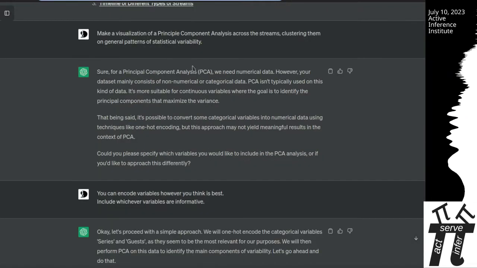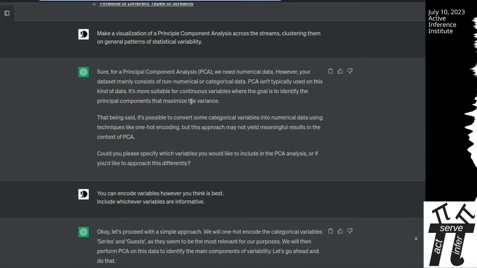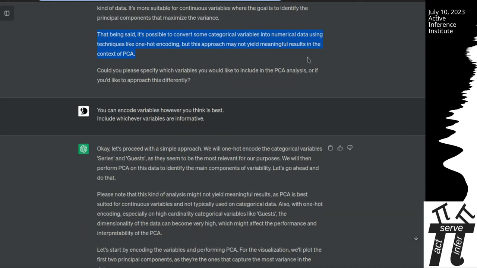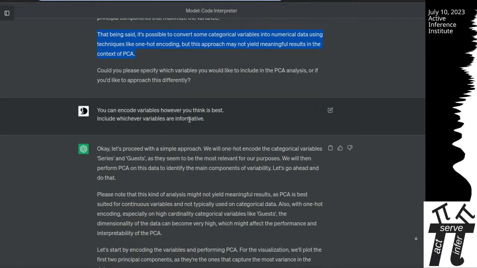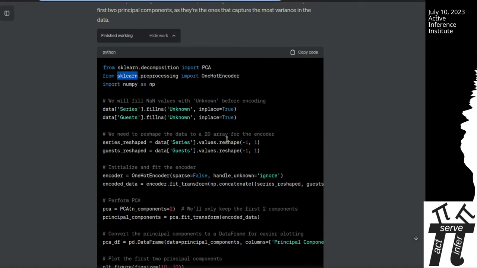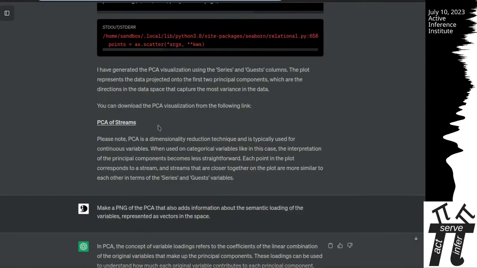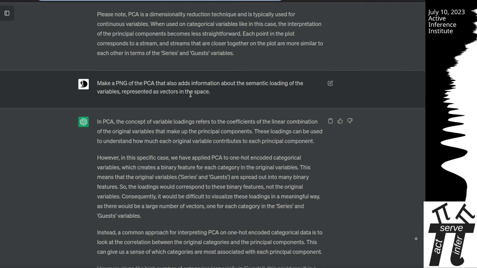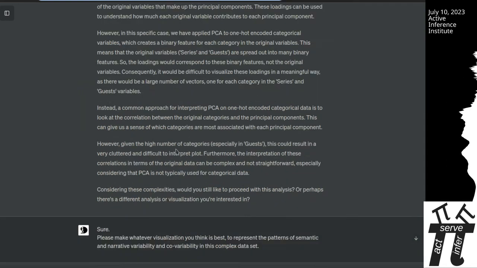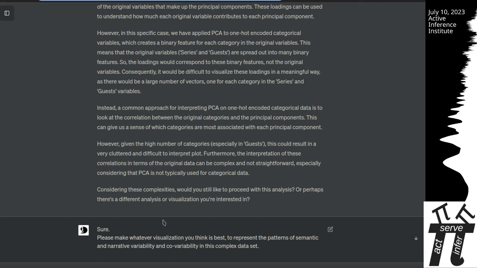I asked for a principal component analysis, and it brought up a suggestion about one-hot encoding, but also the caveat that that might not yield meaningful results. I said, go for it however you see best. The code was provided. A PCA was downloadable. I asked for some information about the semantic loading of what those principal components were associated with, and some caveats and opportunities were raised.